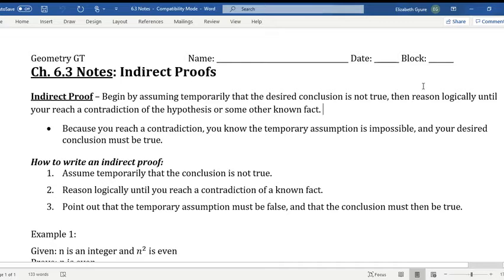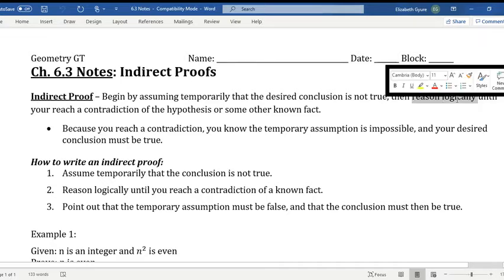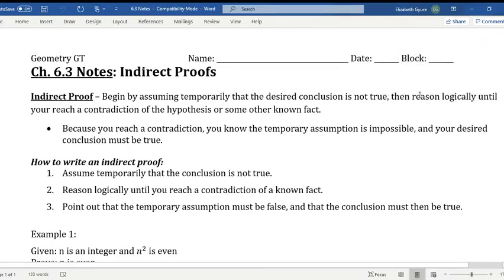Then we basically use all things that we've learned, reason logically, definitions, theorems, etc., until we contradict our hypothesis. And our hypothesis has to be correct. So if you've contradicted your hypothesis, then something has gone wrong, and our temporary assumption has to be impossible. So because you reach a contradiction, you know the temporary assumption is impossible, and your desired conclusion must be true.